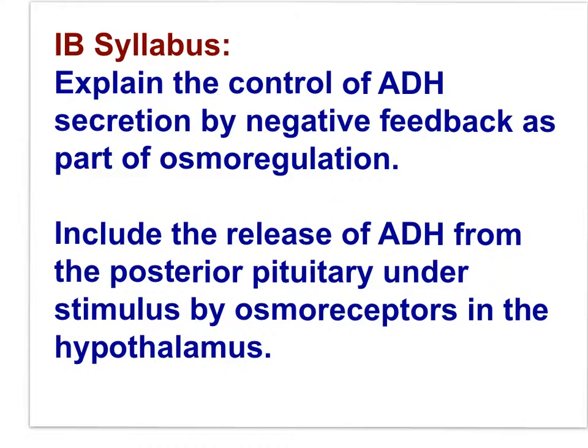Now let's take a look at the IB syllabus statement surrounding the role of ADH, a hormone released by the posterior pituitary. Explain the control of ADH secretion by negative feedback as part of osmoregulation. Include the release of ADH from the posterior pituitary under stimulus by osmoreceptors in the hypothalamus.